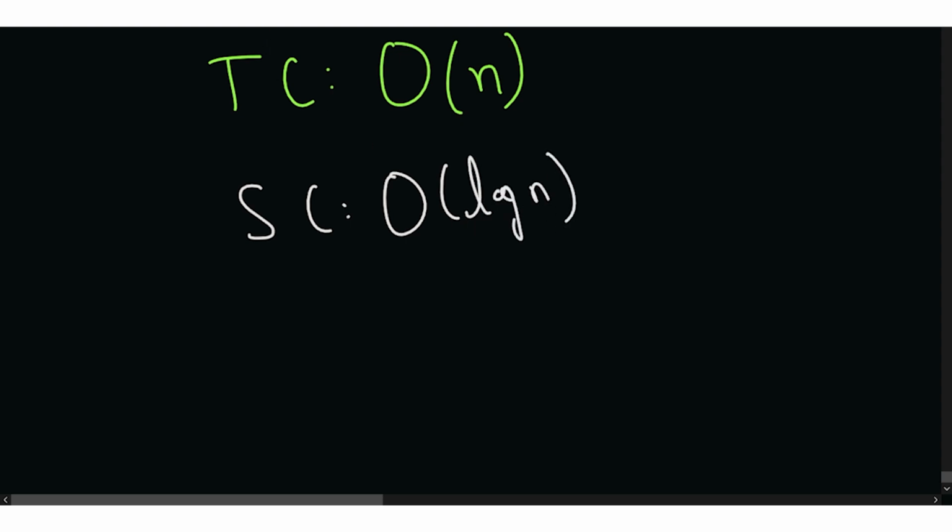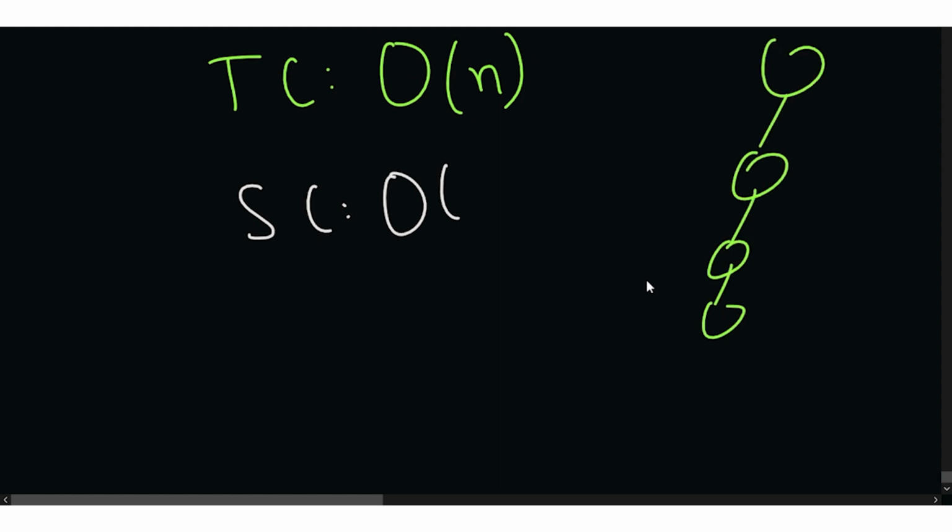And in the worst case, if the tree is skewed in nature, then it will be order of n in the worst case. That will be nothing but the recursive stack space.